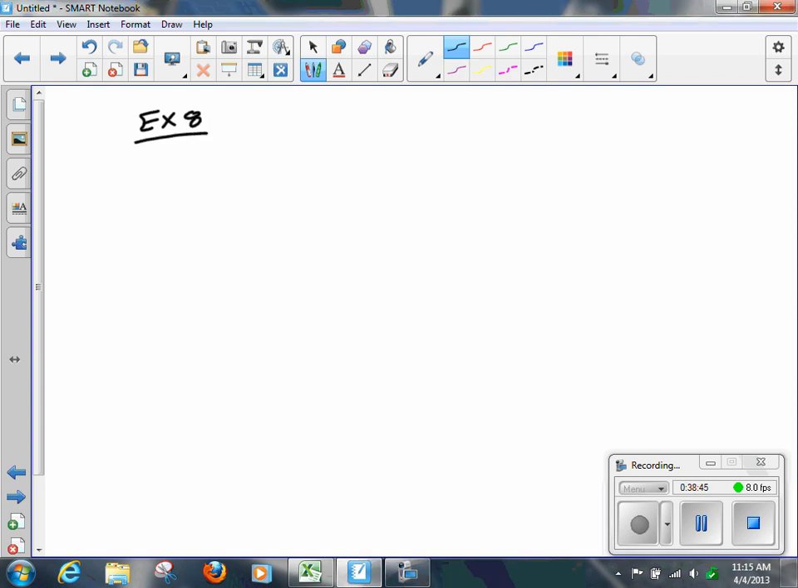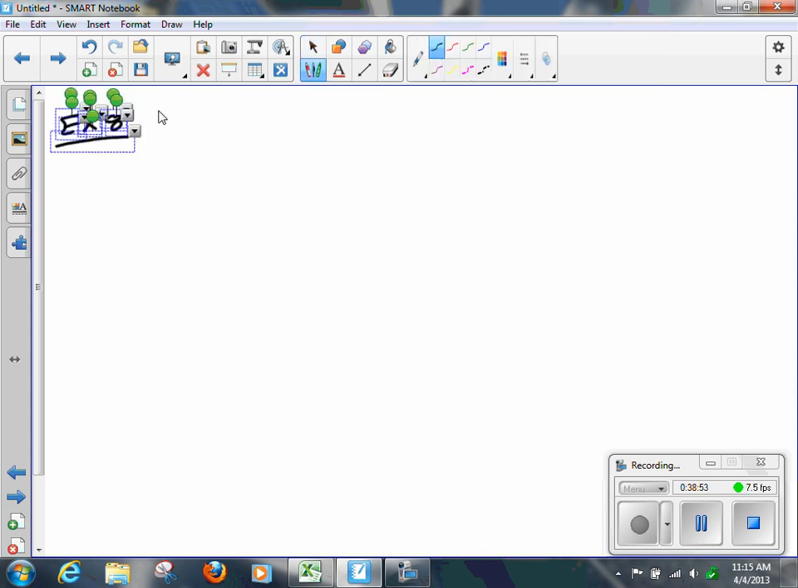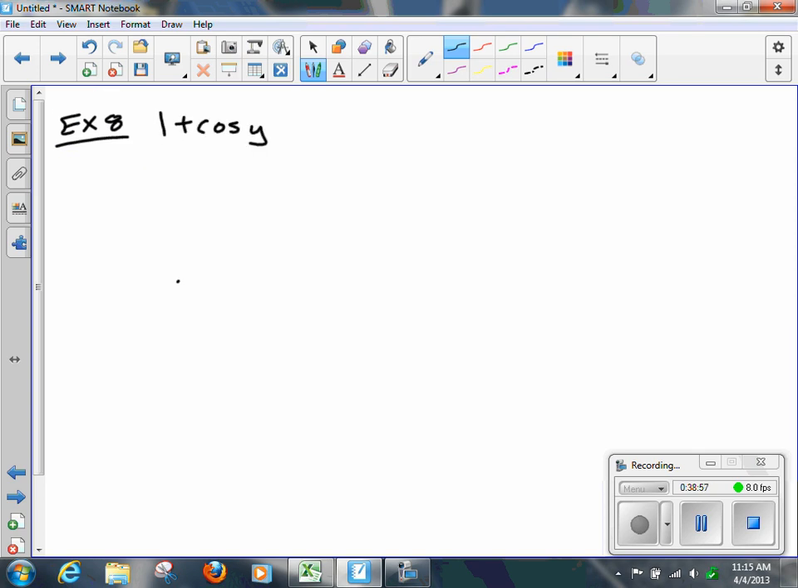Check this out. This one, a couple of different things we could do with this. 1 plus cosine y over cosine y is equal to tangent squared y over secant y minus 1.